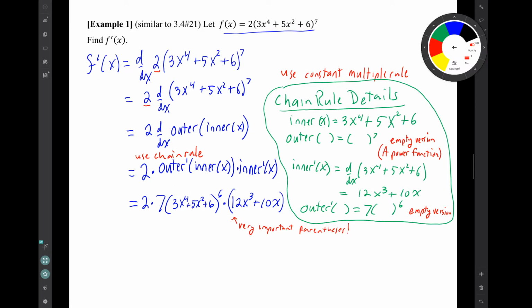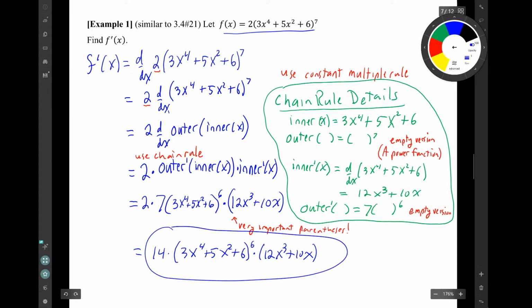Now we can clean this up a little bit. We can combine these two constants that are sitting in front into a single constant. And there's our answer. That's our f prime of x. Let's go on and do another example.